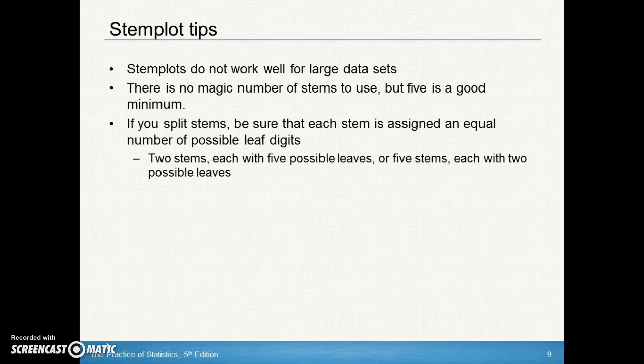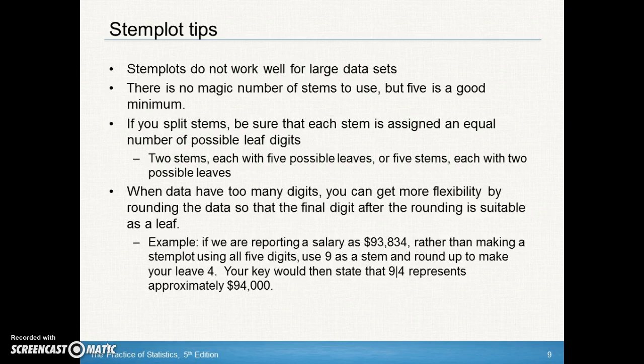If you split stems, be sure that each stem is assigned an equal number of possible leaf digits. So I talked about this before. If you're going to split each stem into 2 groups, your first stem would receive the leaves 0 to 4, and your second stem would receive 5 to 9. You just have to make sure that it's the same number of possible leaves for any given stem.